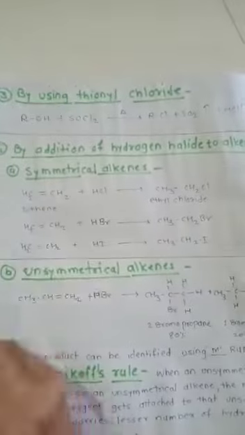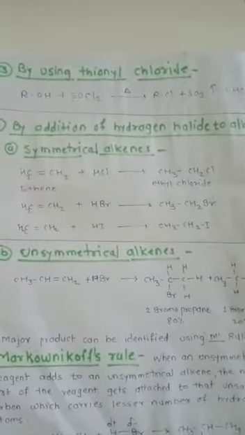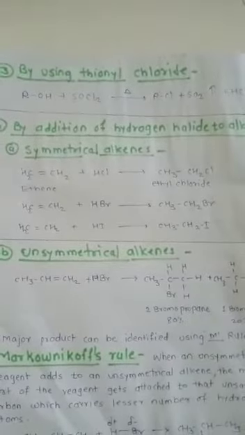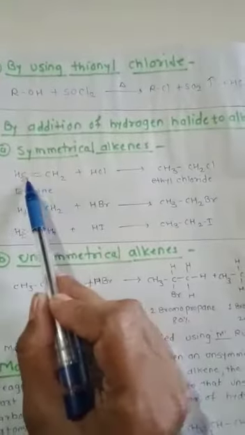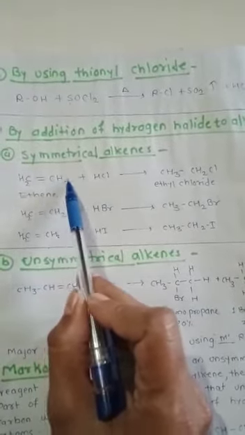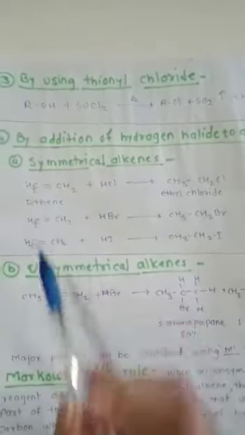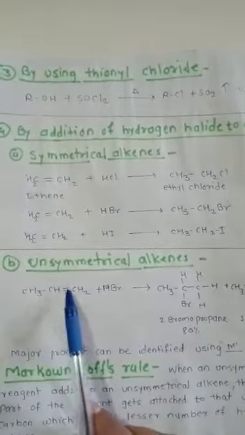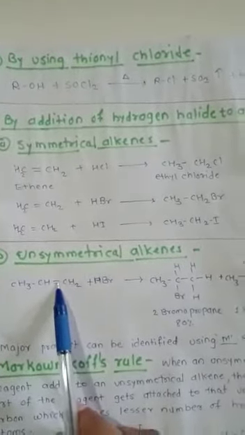molecule. The fourth method is by addition of hydrogen halide to alkene. We know that there are two types of alkene. One is symmetrical alkene and another is unsymmetrical alkene. Symmetrical alkenes means when there are the same groups on the two sides of the double bond, and when there is a difference between the groups on the two sides of the double bond, the example is unsymmetrical alkene.